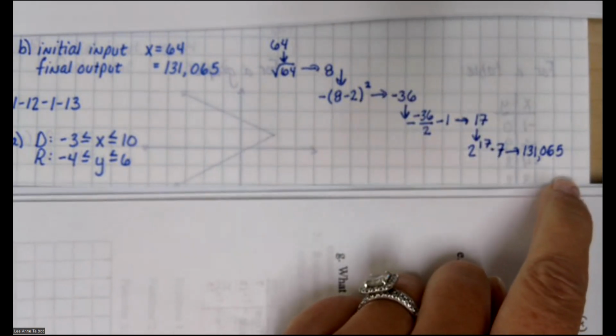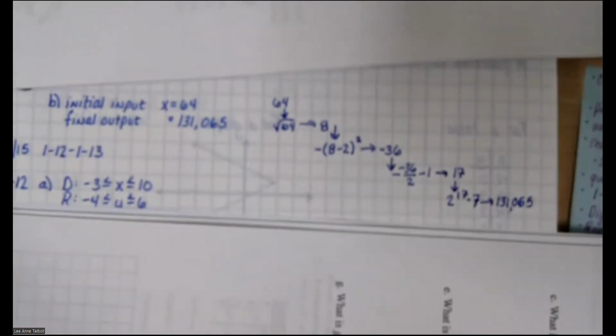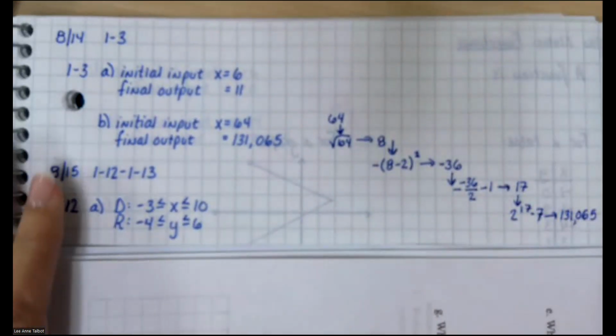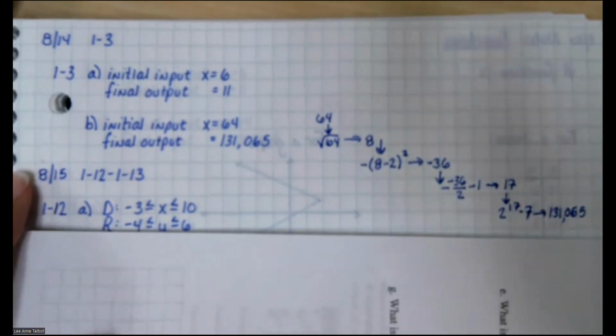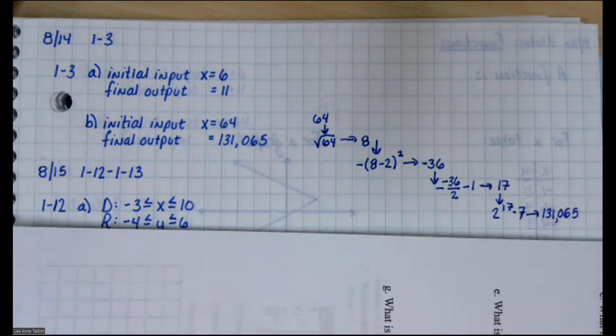Does that make sense? Okay, what I need you guys to do in your groups, take a few minutes, try to figure out the order that you would place the machines, the initial input to be 6 and the final output to be 11. When you think you have it, I'm going to come check you, and then you're going to work on your digital escape for the rest of the period.